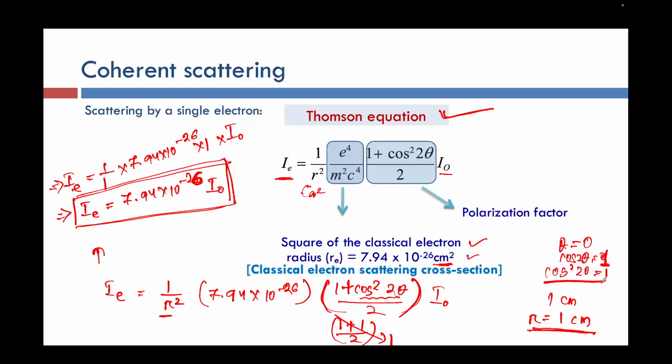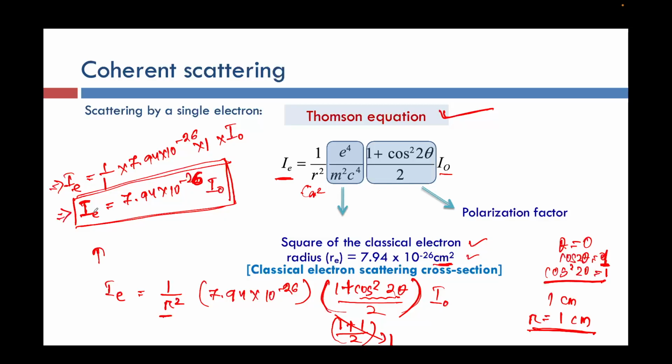But in reality, when I do an X-ray analysis of my sample, I am getting very high intensity. So what is the case then? Here one thing to notice is that this I_E I have taken is the intensity of the scattering by a single electron.